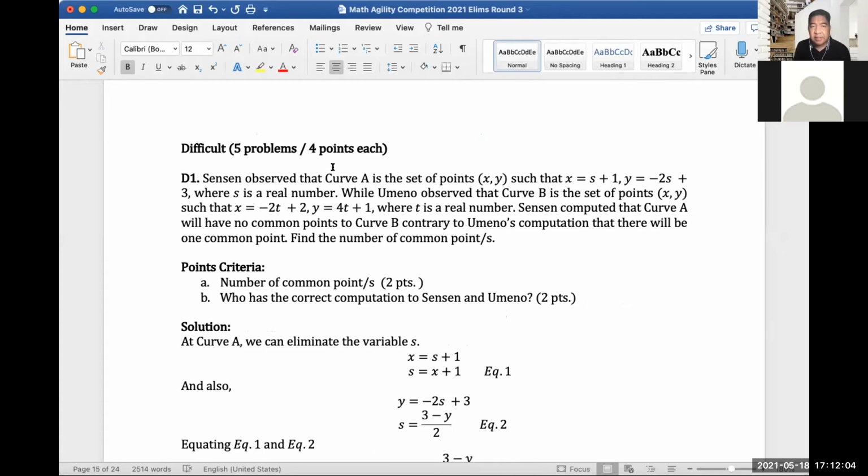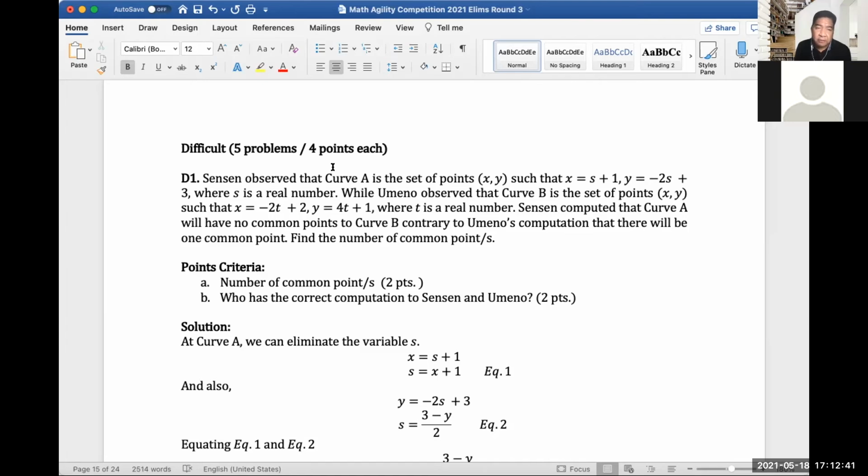So D1, Sensen observed that curve A is the set of points x comma y such that x equals s plus 1 comma y equals negative 2s plus 3, where s is a real number, while Omena observed that curve B is the set of points x comma y such that x equals negative 2t plus 2 and y equals 4t plus 1, where t is a real number. Sensen computed the curve A will have no common points to curve B, contrary to Omena's computation that there will be one common point. Find the number of common points.